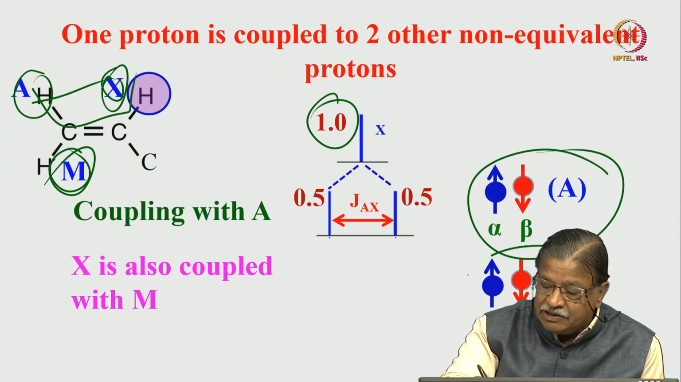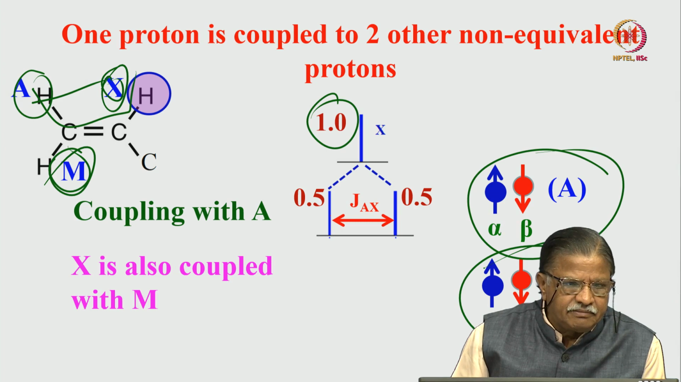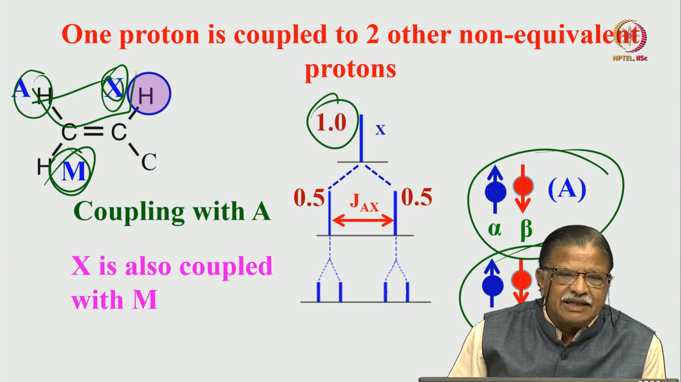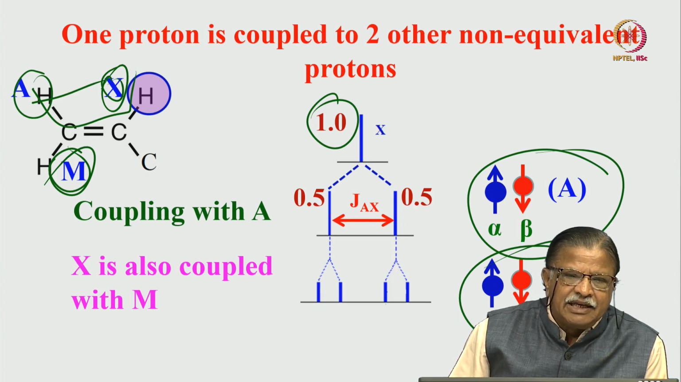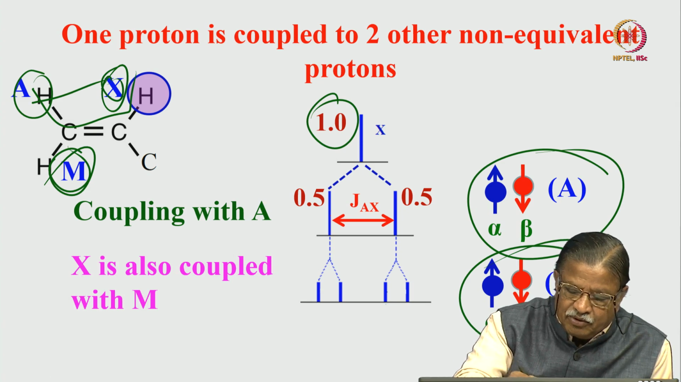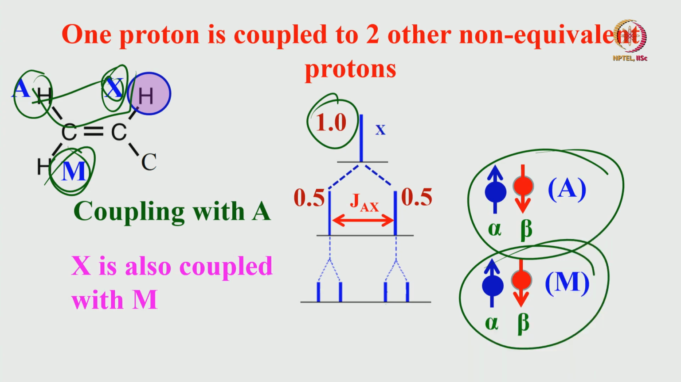M has again two possible orientations, alpha and beta. What will happen now? Each of these doublet lines splits further into two lines. 1 became 2, now 2 became 4. What will happen to the intensity now? Again it has to get distributed.